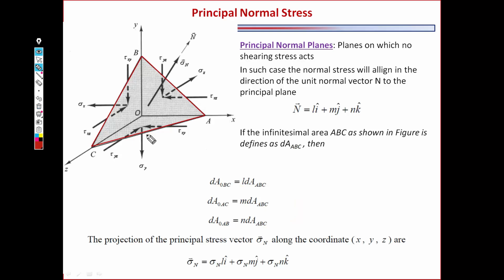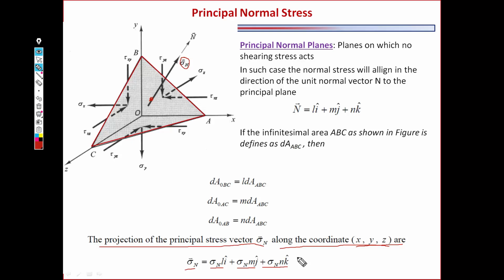So now we have coordinates on the plane ABC. That coordinate is represented by x, y and z. So the projections of the principal stress vector sigma n, which is represented by this arrow along the coordinates ABC, are given by sigma n equal to sigma n multiplied by direction cosine l multiplied by the unit vector i cap, plus sigma n multiplied by m into j cap, plus sigma n multiplied by n into k cap.